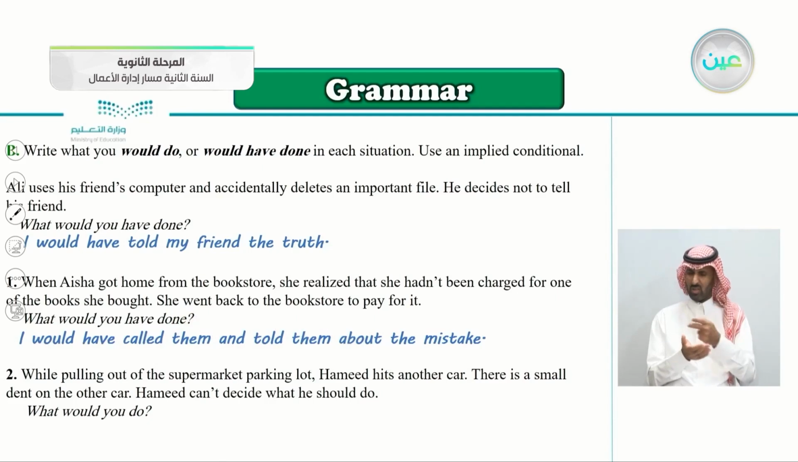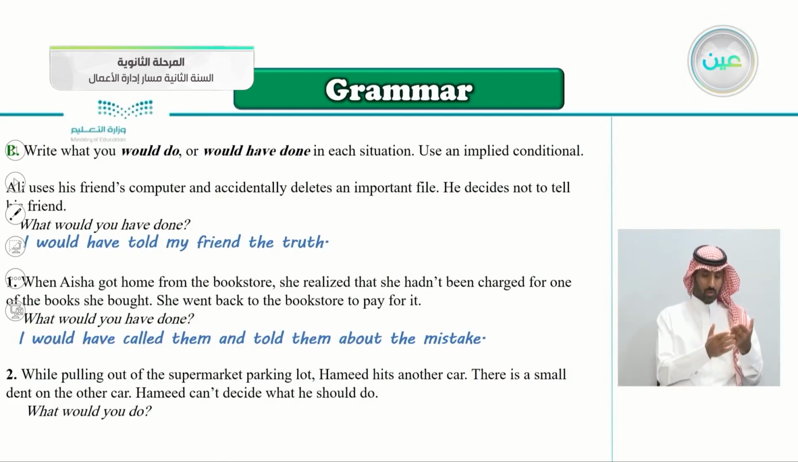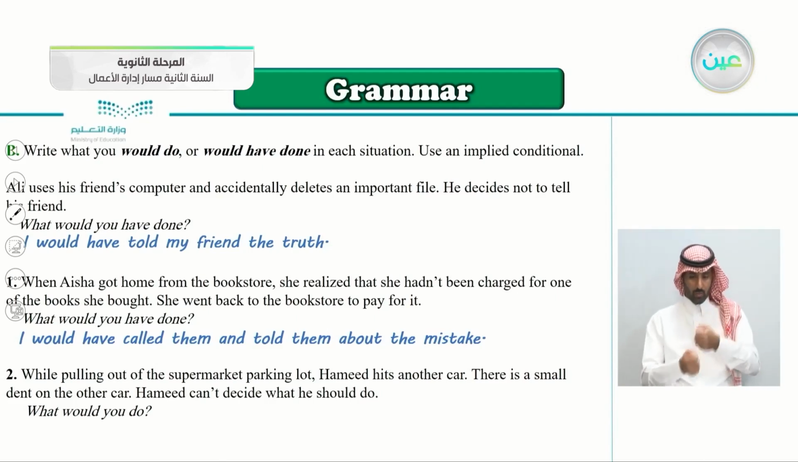Number 2, while pulling out of the supermarket parking lot, Hamid hits another car. There is a small dent on the other car. Hamid can't decide what he should do. Of course, the owner of the other car is inside the supermarket. Hamid can't decide what he should do. So what would you do there?